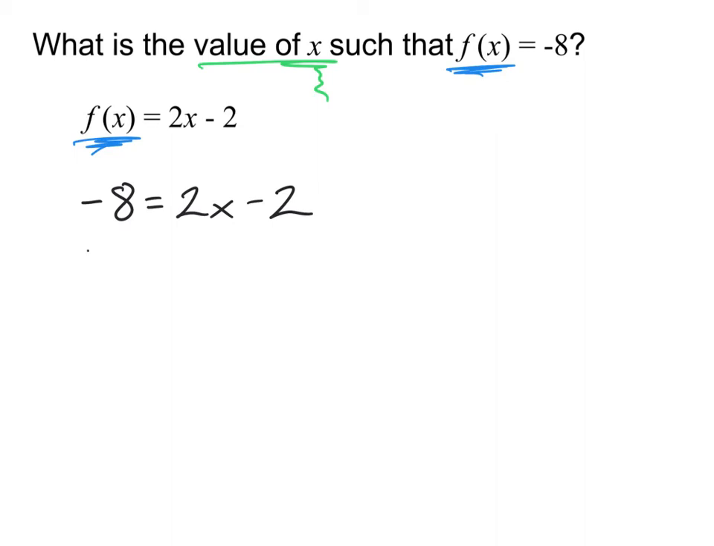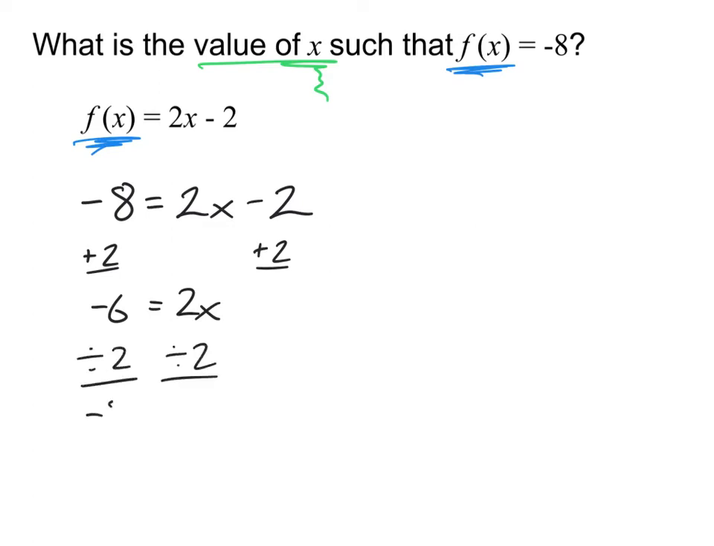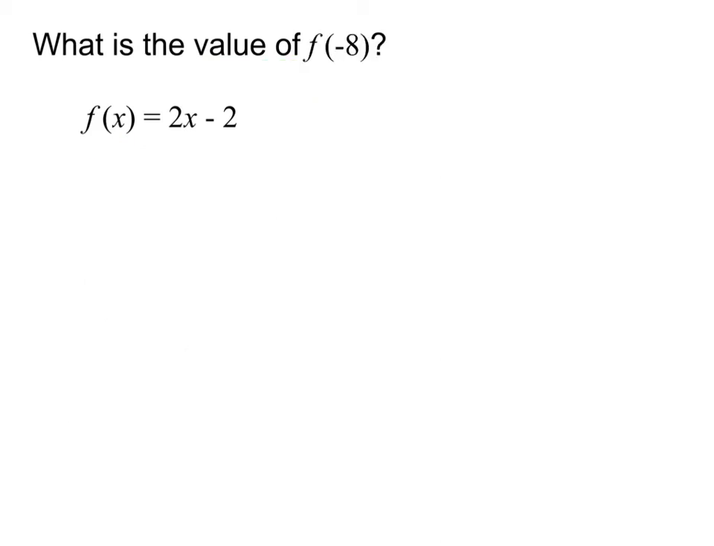So I'm going to go ahead and add 2 to both sides. And so then negative 6 equals 2x. Then I can divide both sides by 2. And I find out that negative 3 equals x. Therefore, negative 3 is my value of x, at which f of x equals negative 8. Now, again, that's one of those two wordings you might see. What if, for the same equation, the question was worded like this instead?